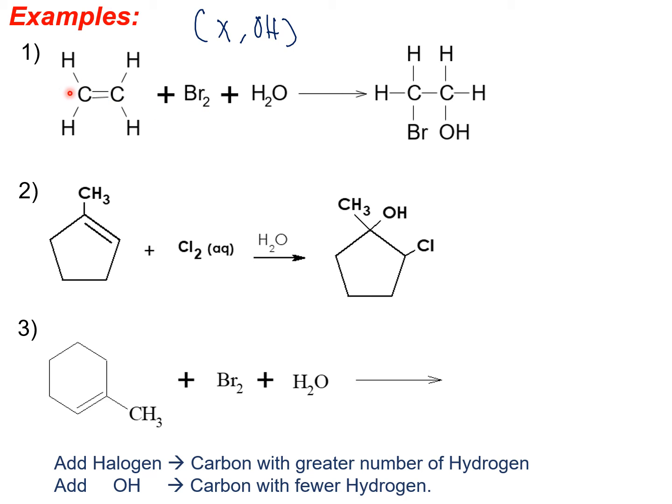And since that this carbon double bond, dia punya bilangan hydrogen dia sama rata, so tak kisahlah you nak letak OH kat sini, Br kat sini pun okey, you nak letak OH kat sini, Br kat sini pun okey. Okay, asalkan you add dekat this nucleophilic site, the carbon double bond.